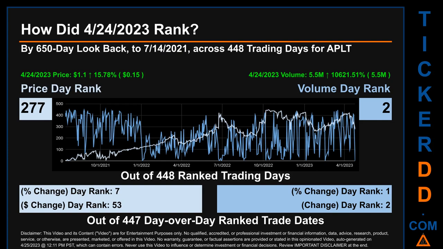The line graph overlays price and volume's daily ranking, as shown respectively in light versus dark blue, across those target days' trading days. In this view, essentially the dips are good whereas the spikes are bad. The price's day-over-day percentage change, jumping 15.78% on April 24, 2023, had a day rank of 7 while its dollar difference of 15 cents had a rank of 53 when compared day over day across 447 trading days. Volume's percentage change and difference were ranked respectively at 1 and 2.